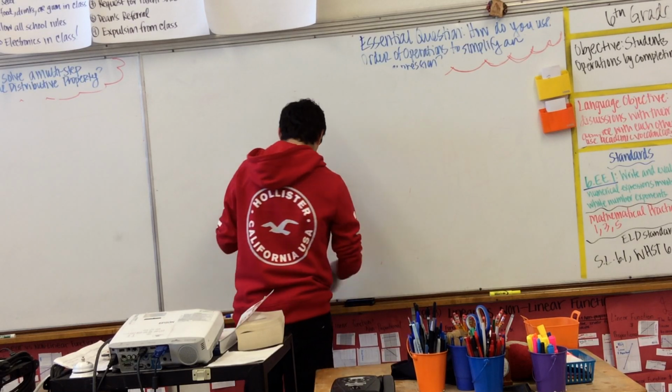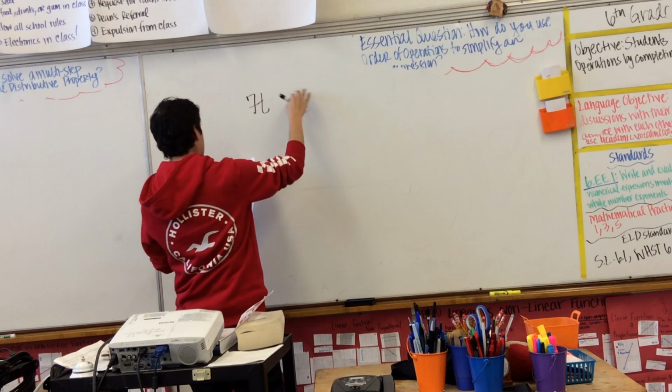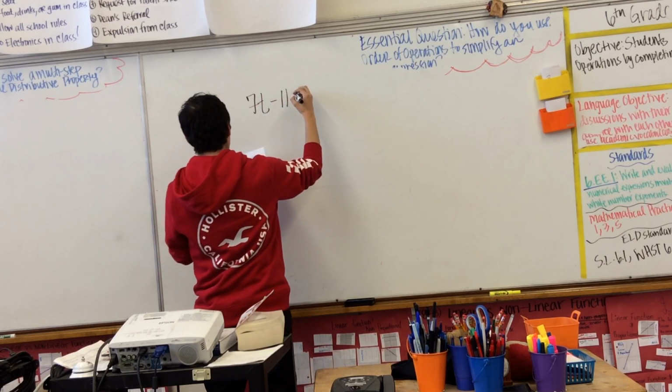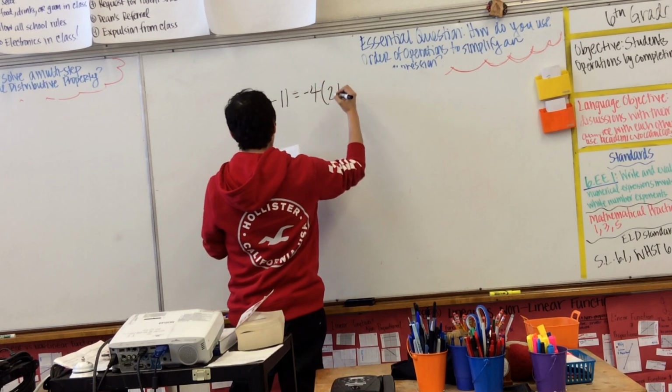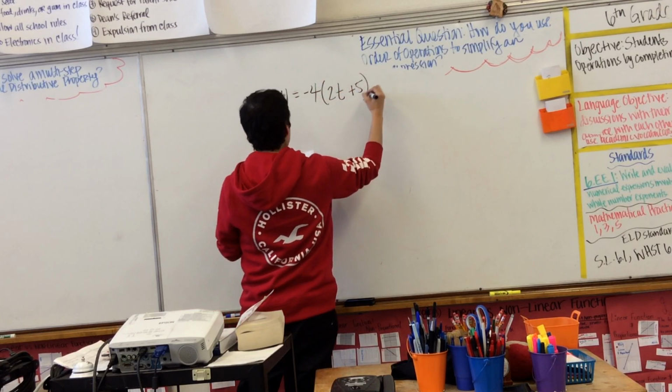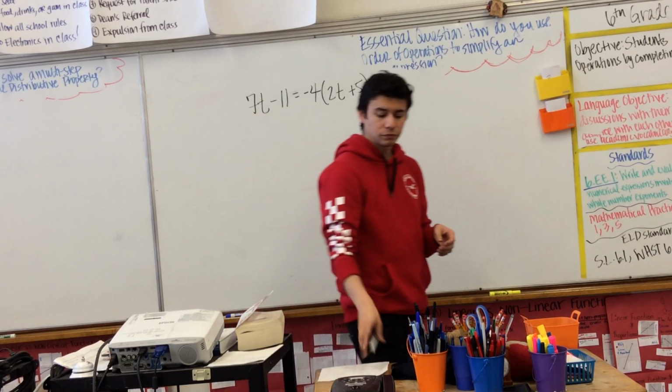Three. 17 minus 11 equals negative 4(2t plus 5) minus 21. Okay, this is what we have now.